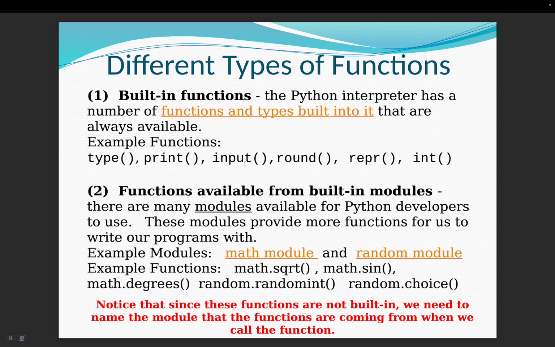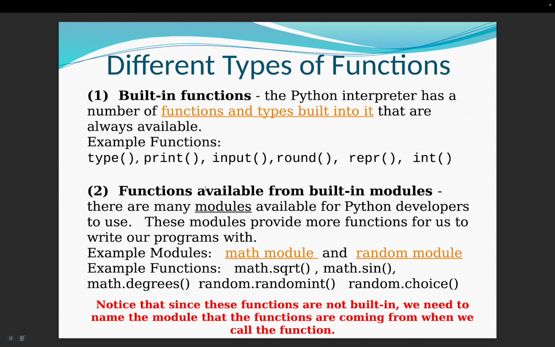One of the main types of functions are built-in functions. The Python interpreter has a number of functions and types built into it that are always available. Example functions that are built in and always available are type, print, input. We've used print and input. We've used int, round, and repr. So those are built-in functions that we've been using.